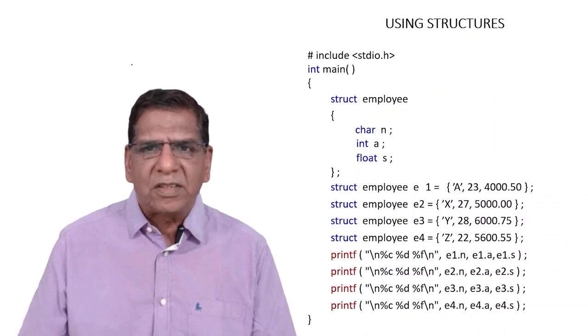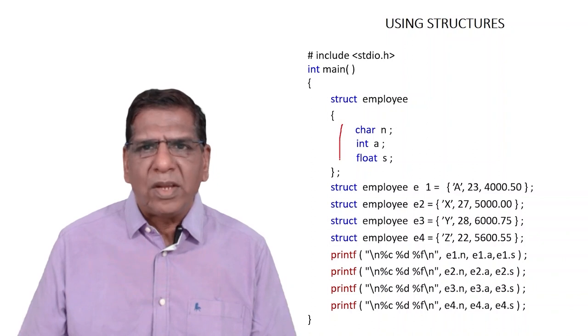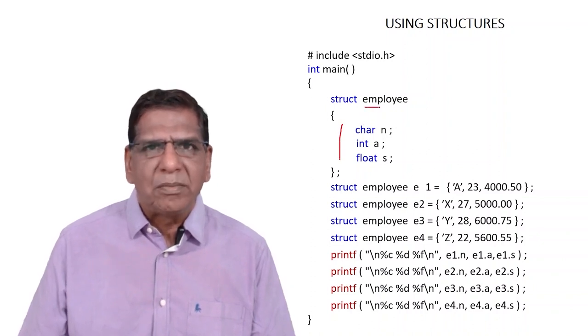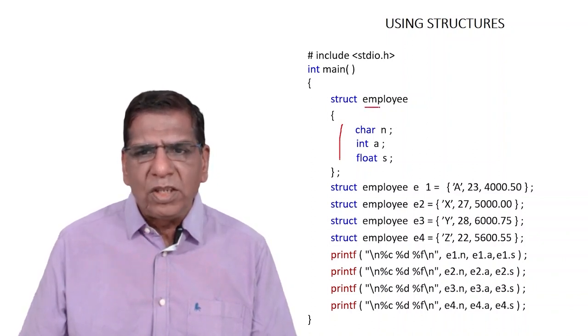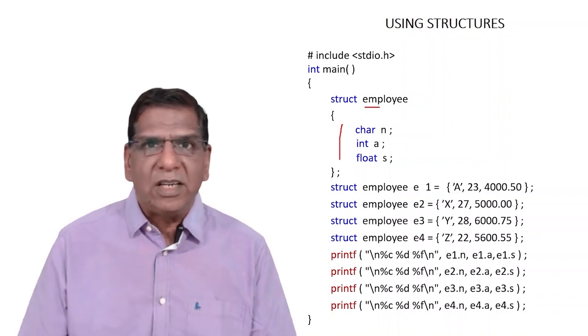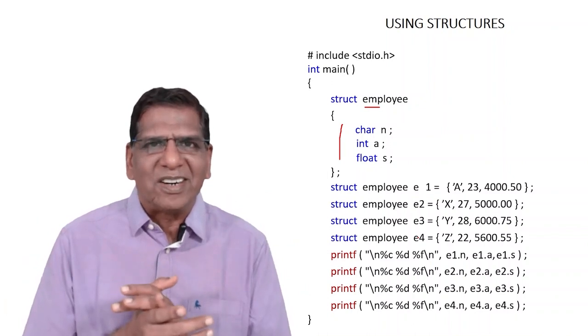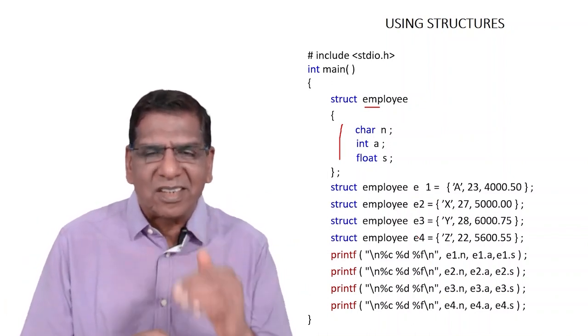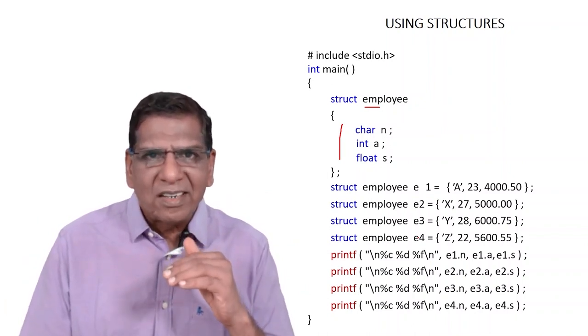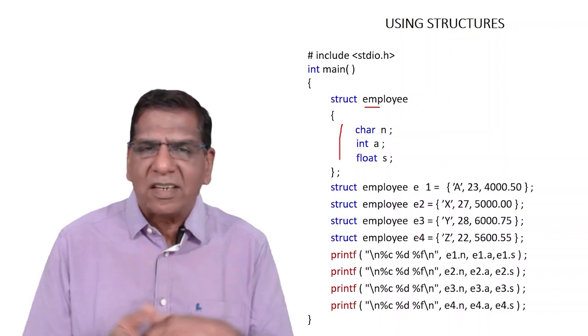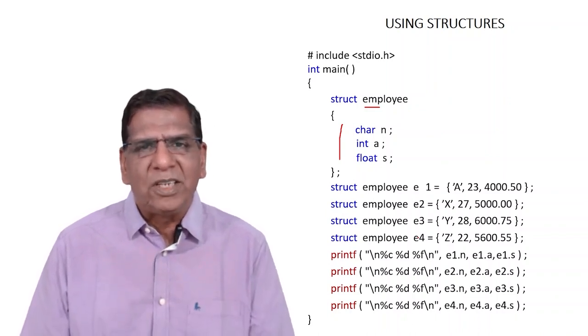Which are the elements of the structure? Name, age and salary. Then what is employee? Employee is the structure name. What is E1, E2, E3, E4? These are structure variables. Terminology, I always insist, is very important. Structure name, structure elements, and structure operator like dot, and structure variables like E1, E2, E3, E4.